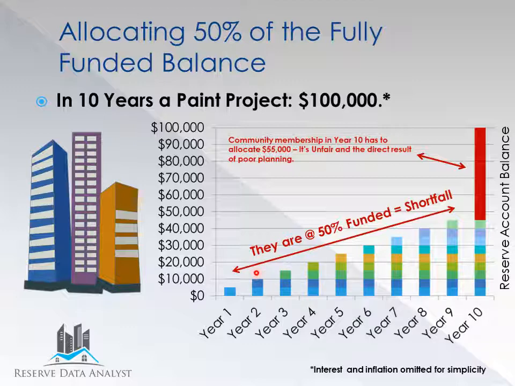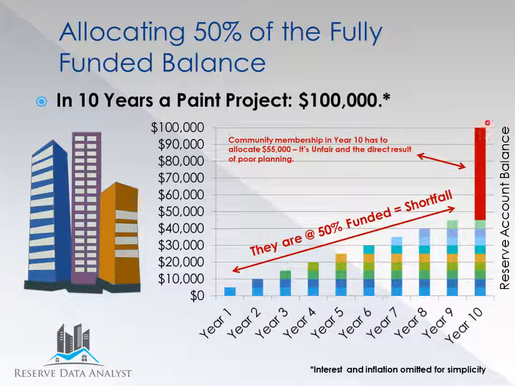In year 2, another $5,000 to have a total of $10,000. In year 3, they have a total of $15,000, and so on, until year 10, when there's a significant shortfall at the end of year 10 because they have under budgeted the reserve account. They have deposited less than the fully funded balance into the reserve account for the prior 9 years. The project cost is still going to happen. It's up here at $100,000, so they're going to have to come up with a way to raise funds and place them into the reserve account to pay the paint vendor.